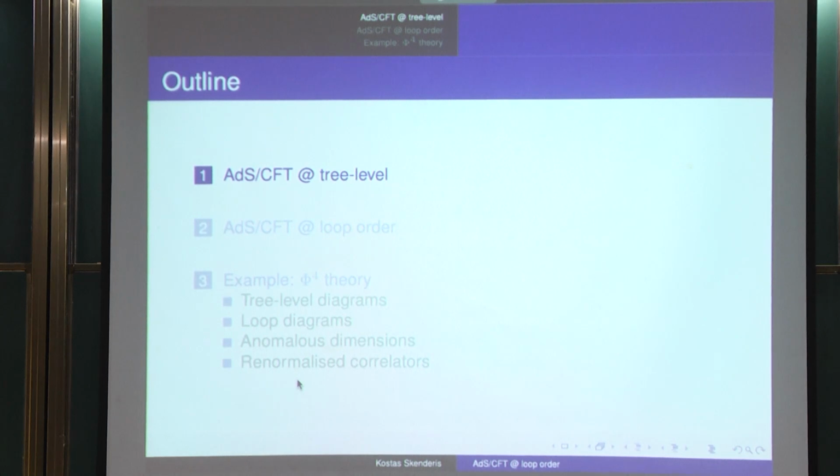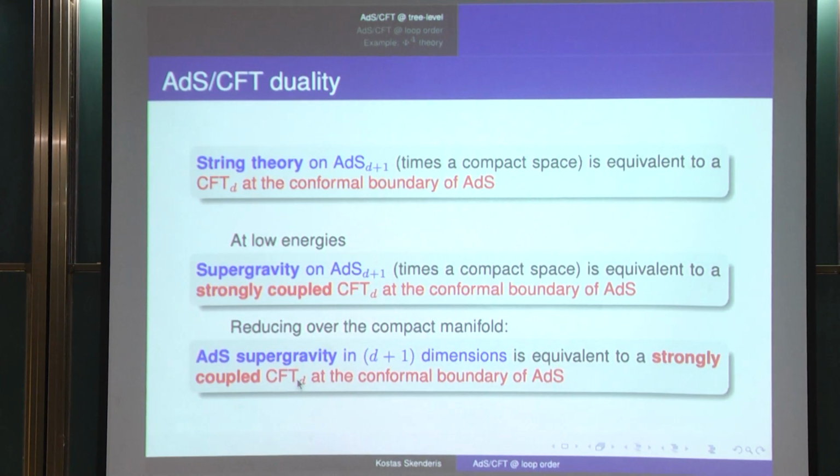Okay, so now let's start from the very beginning. The correspondence is between string theory in AdS d+1 times a compact space, which does play an important role for many aspects. And in a longer series of lectures, I would have discussed how to take care of that. But in this lecture, we're not going to discuss the compact space.